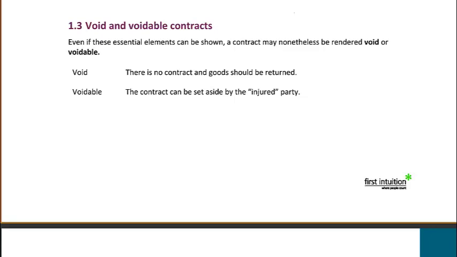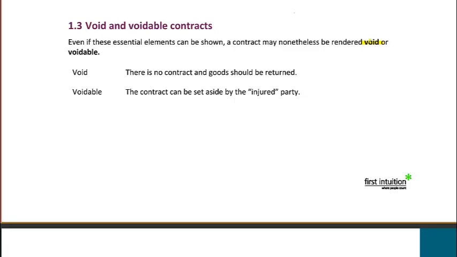So, first of all, void and voidable. Now, the examiner loves void and voidable contracts. He has been known to use them in lots of multiple choice situations. Now, basically, this is a way of saying whether or not a contract will be enforced. If a contract is void, then it basically means there is no legally binding contract. All those building blocks we just looked at, they don't exist. There's no contract there. The goods should be returned if they've already been supplied. Okay, so there is no contract, and there never was.